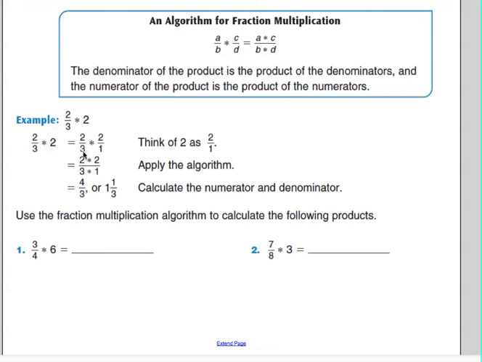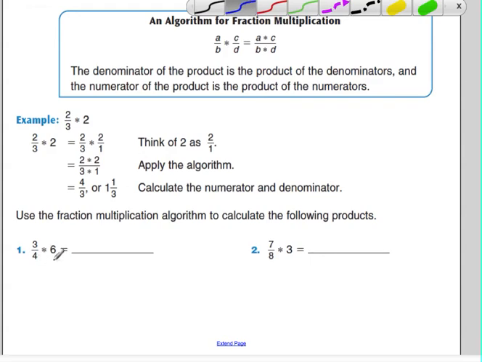So then your problem is 2/3 times 2 over 1. And then you just apply the algorithm. 2 times 2 is 4, 3 times 1 is 3. So your answer is 4/3, or to simplify, 1 1/3. Okay, pretty simple. Just take your whole number and make it a fraction. Put your whole number over 1. So let's take a look at these examples here.